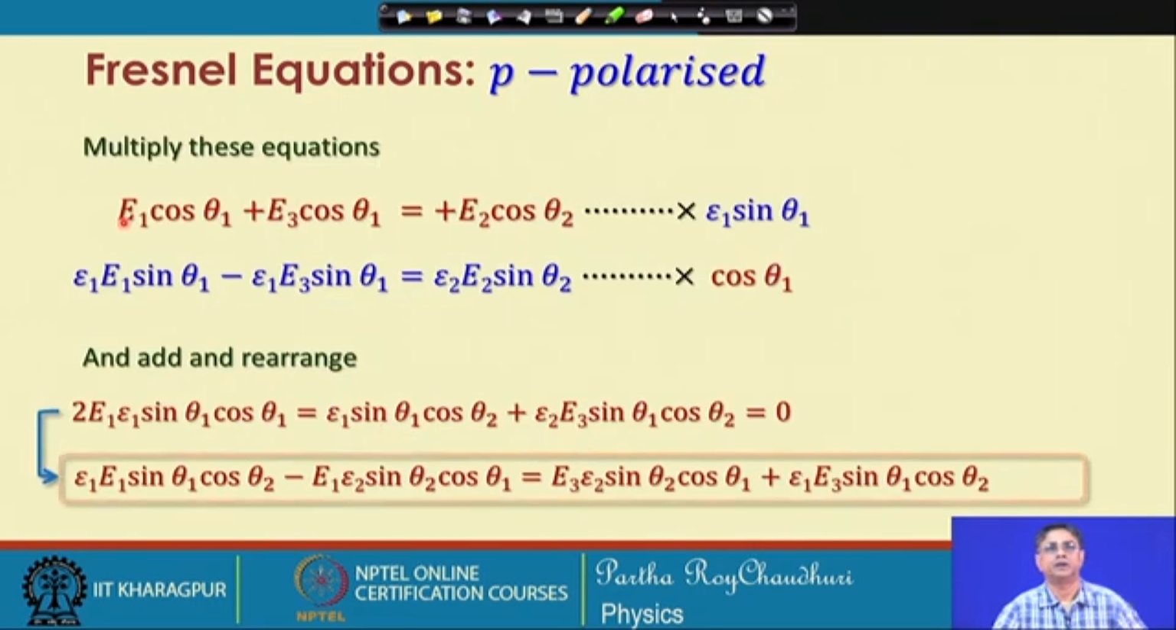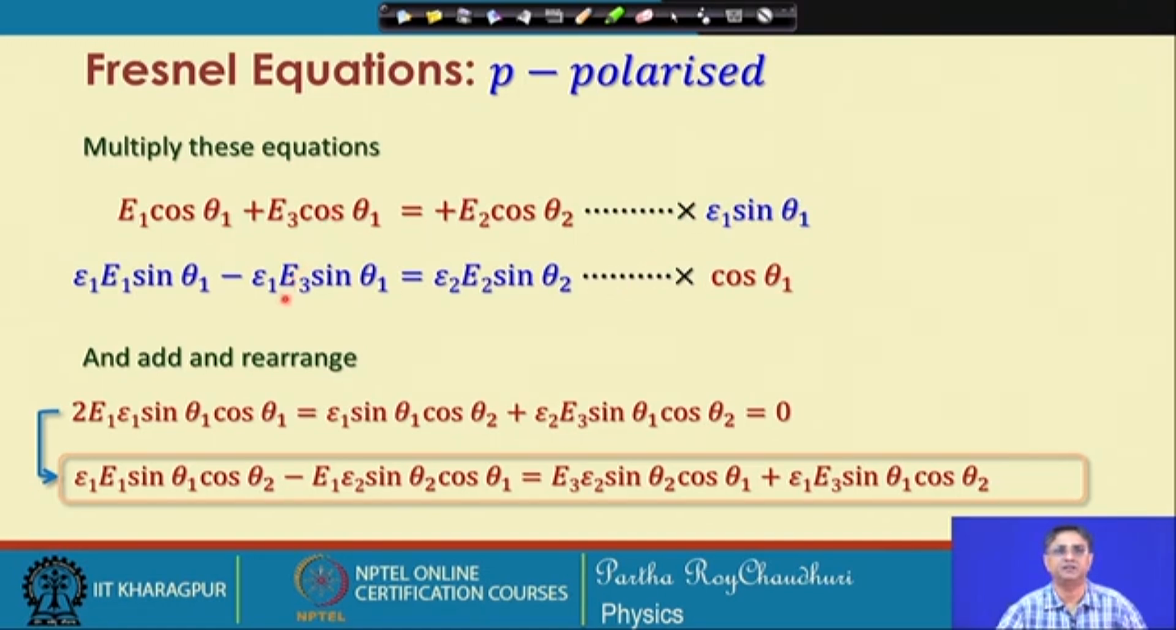Okay. Now, for calculation of the energy transmission, the amplitude transmission coefficient, we again work with those two equations, that is the continuity condition for the electric field and for the normal component of the displacement vector, and this time we multiply the first equation with E1 sin theta 1 and the second equation with cosine theta 1.